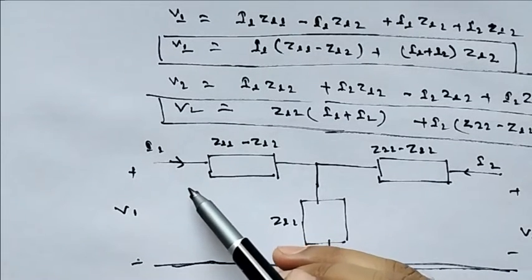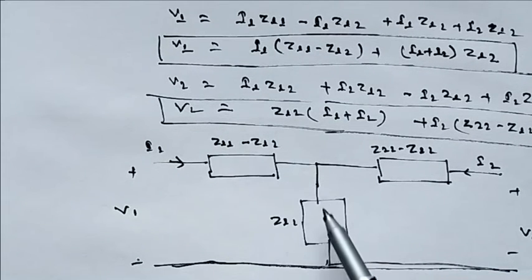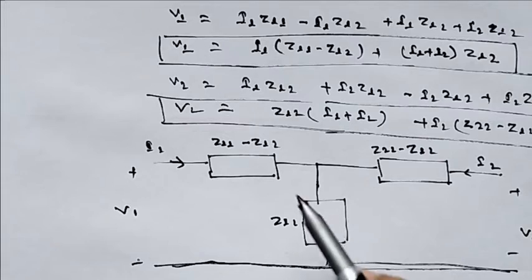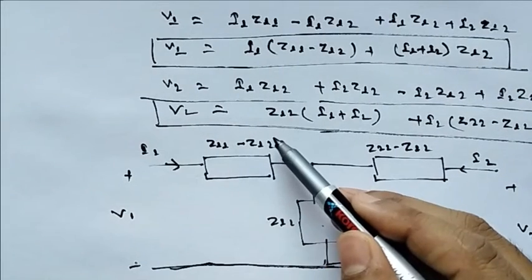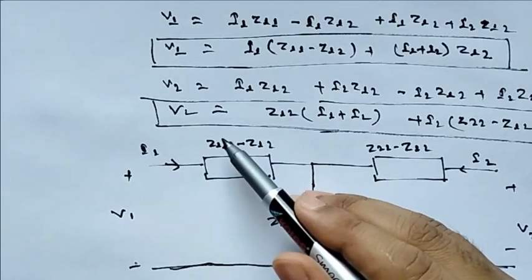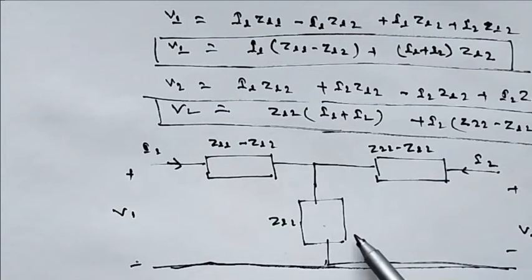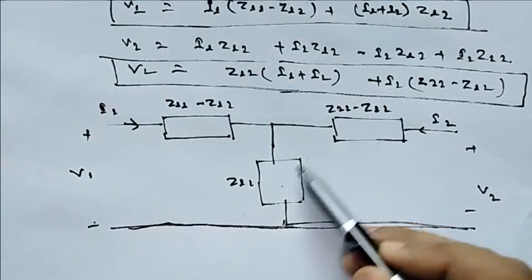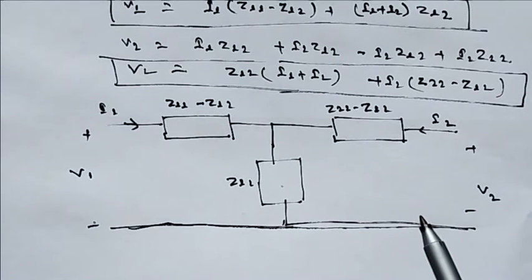Now if you see Z11, it is a combination of this one plus the impedance looking from this one. If I add these two, then Z12 and minus Z12 get cancelled, and we are left with Z12. Now if I add these two, it is going to give me Z22. If you add this one and this one, you are going to get Z2.